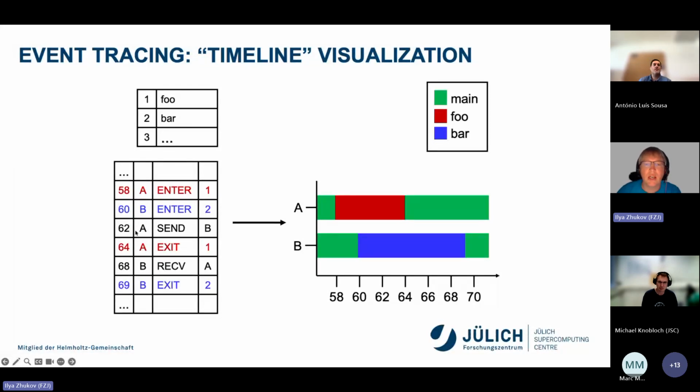Then we can already put a dot at process A, which is sending to process B at time step 62. And the receive has finished at 68 on process B, receiving from process A. And we can draw it with a direction. So basically, we can mark when the send and receive happen. And yes, this is a nice visualization.